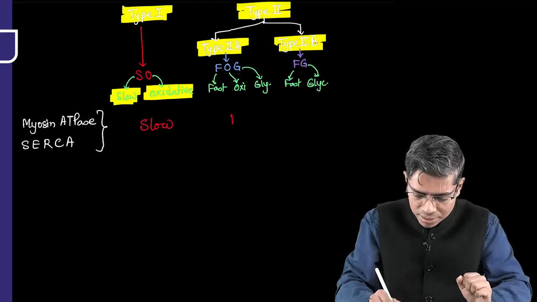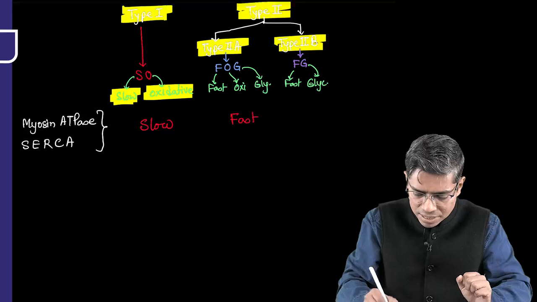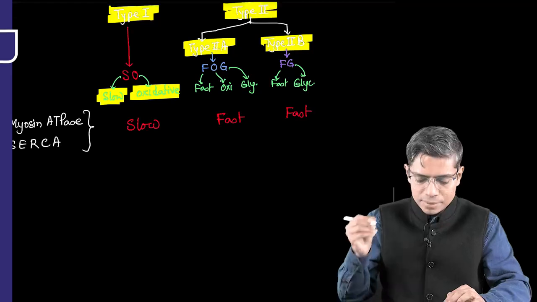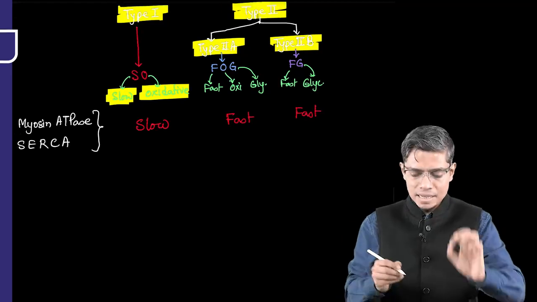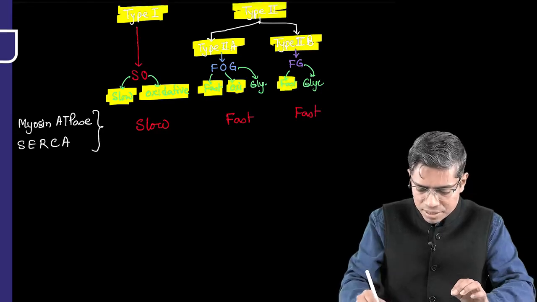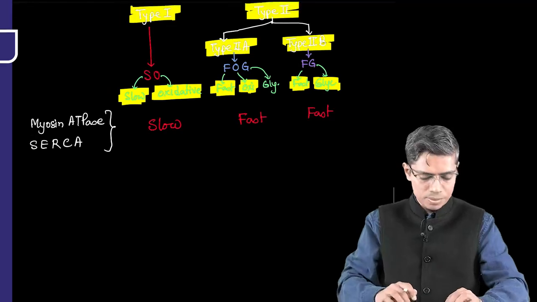And obviously this is very, very fast in case of type 2a as well as type 2b muscle fiber. That's why they are known as the fast type muscle fiber, right? So fast oxidative, fast glycolytic. So this is the first property.